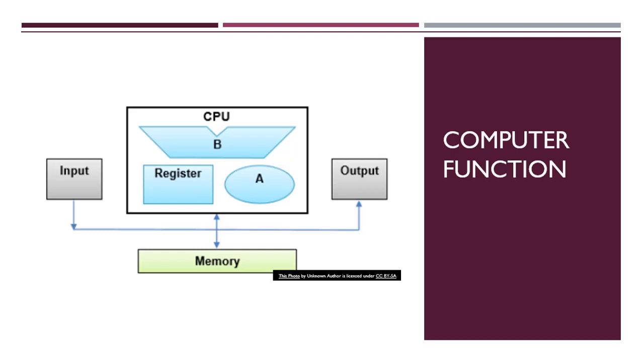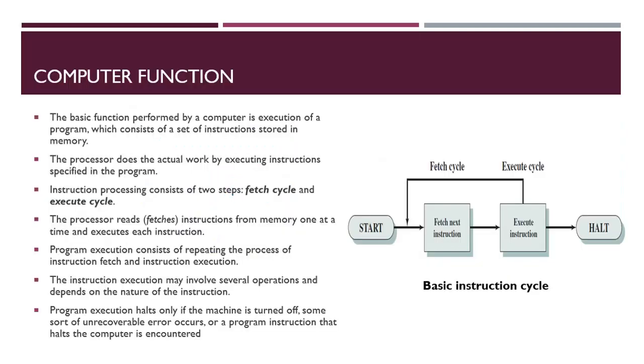Topic for this chapter is computer function. The basic function performed by a computer is execution of a program, which consists of a set of instructions stored in memory. The processor does the actual work by executing instructions specified in the program. The instruction processing consists of two steps, which are the fetch cycle and the execute cycle.